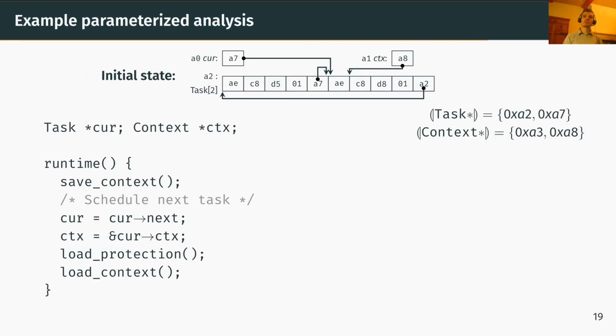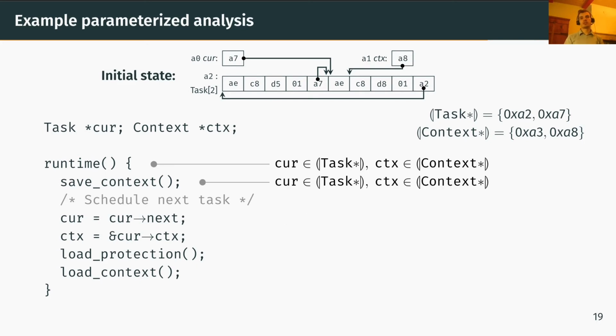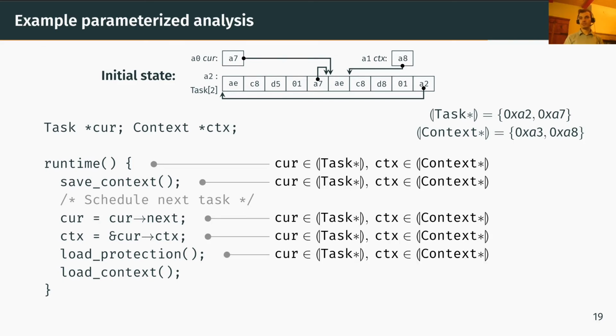And this is what our analysis now looks like when using this type-based abstraction. Now all we know is that cur is in the interpretation of the type pointer to task, and that ctx is in the interpretation of the type pointer to context. And in fact, each line of the runtime simply preserves this property. And so does the abstracted user code.